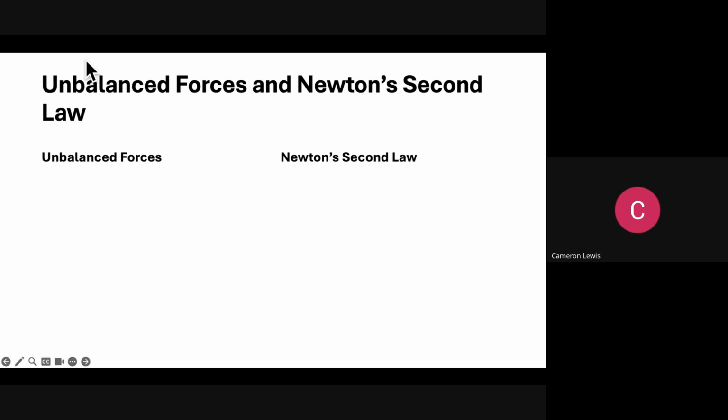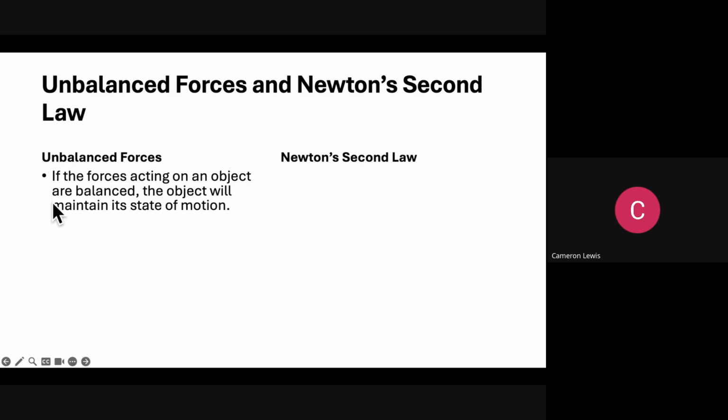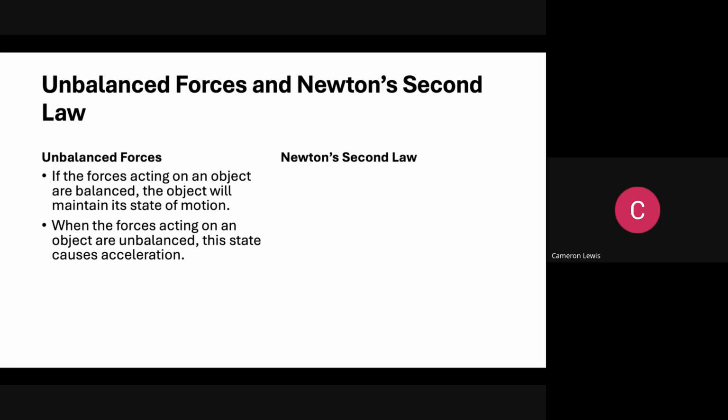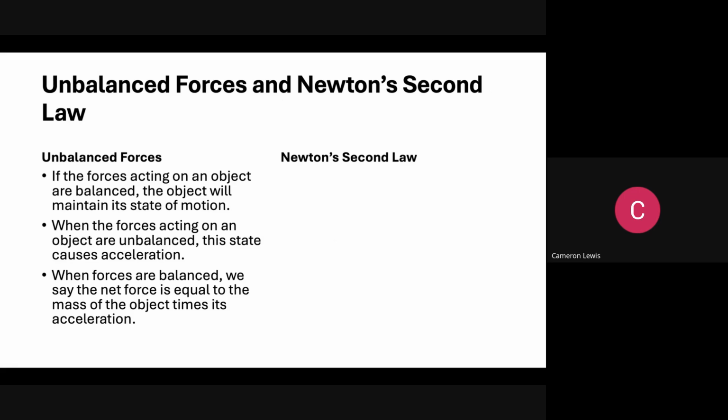What type of forces lead to Newton's second law? There we go. Because we need to know what happens when we have an unbalanced force. But we just kind of said it, right? When we have unbalanced forces, we have what? Ignore that first part. I must not have deleted it. If the forces acting on objects are balanced, the object will maintain a state of motion. We know that, right? But what happens when the forces acting on objects are unbalanced? It causes what? Acceleration. When the forces are unbalanced, we cause an acceleration.